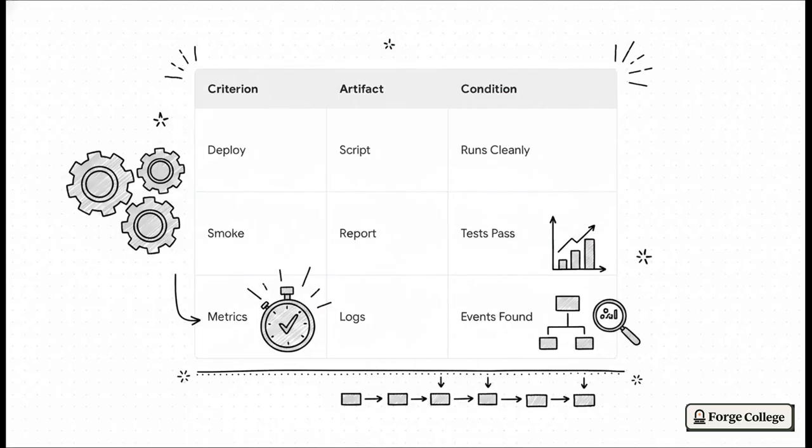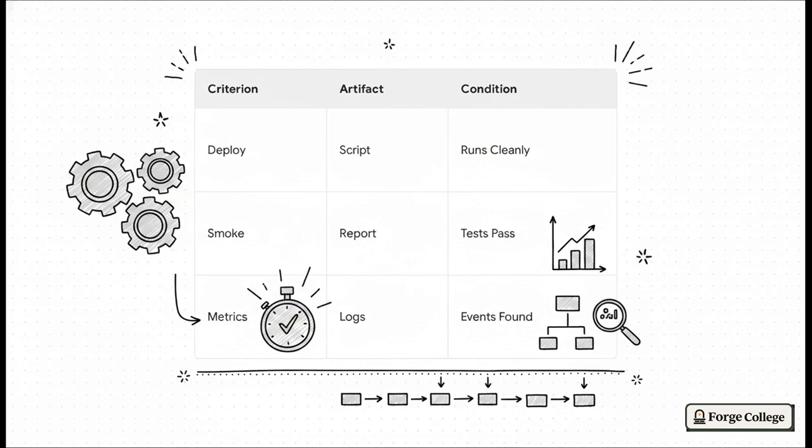And this brilliantly illustrates exactly how you'll be evaluated. Subjective impressions, they are entirely out. Hard, objective artifacts are in. To pass reproducible deployment, your script has to run without any manual intervention. To pass the smoke test suite, you need a report showing all tests passing within defined thresholds. And for observability, you've got to provide listener logs proving events were successfully consumed.